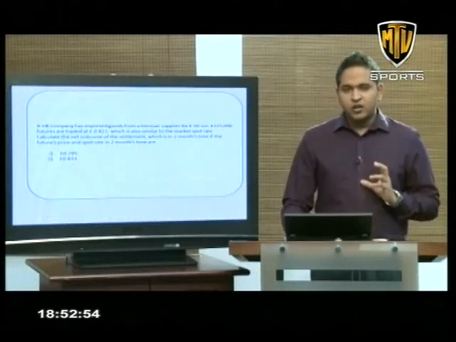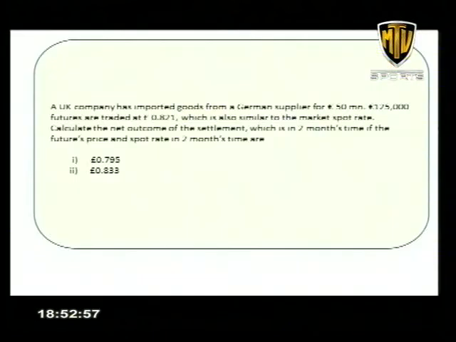Example, on a quick note: a UK company has imported goods from a German supplier for 50 million. 125,000 futures are traded. So they have given you the contract size. The contract is in euros. The rate at which futures are sold is given as well, at 0.821. The question is for you to calculate the net outcome in 2 months time, and they've given you what your futures trading price and your spot rate would be in 2 months time. So in 2 months time, your futures will be trading at 0.795 in the first scenario, and 0.833 in the second scenario.